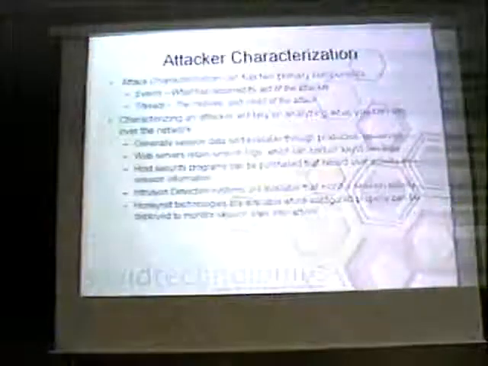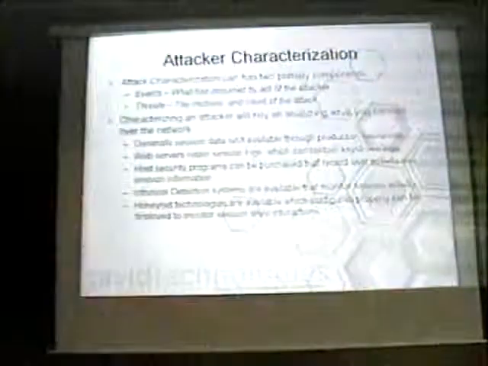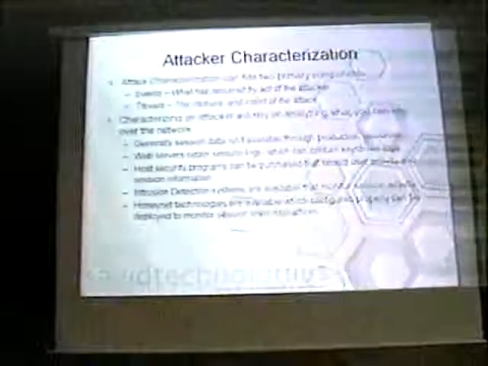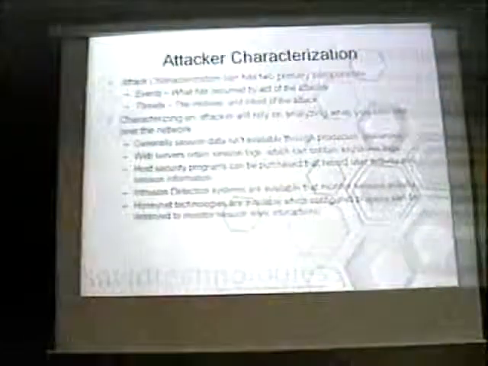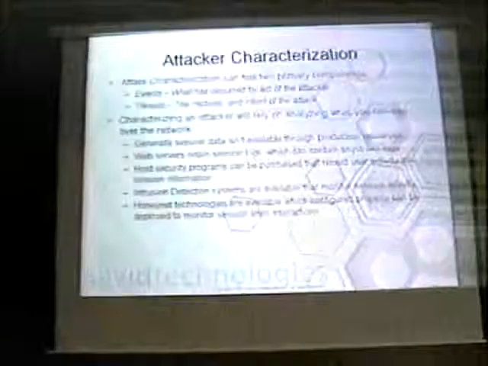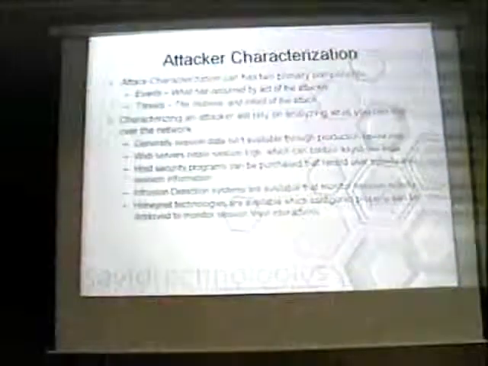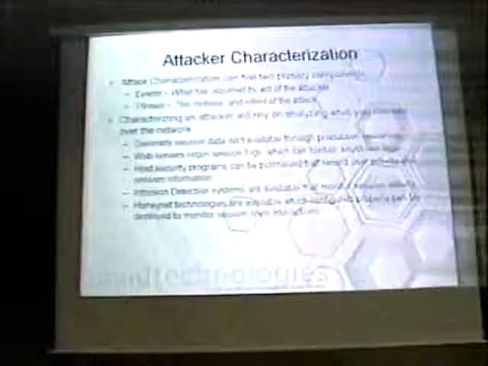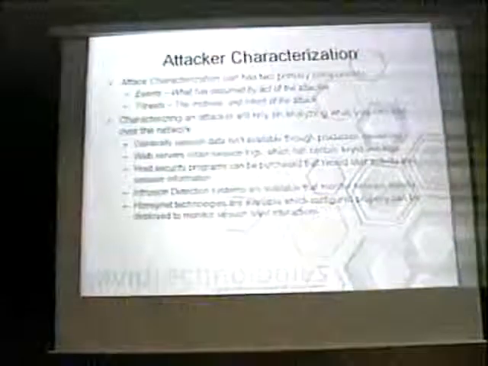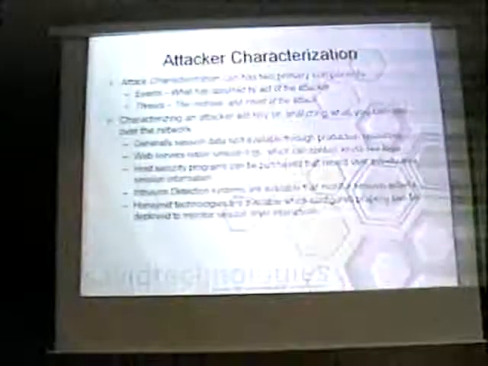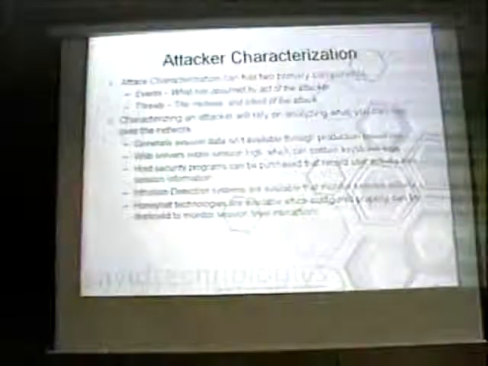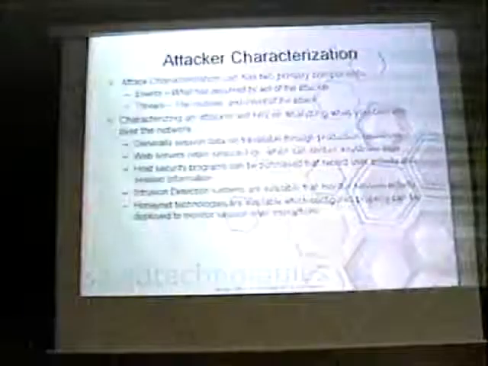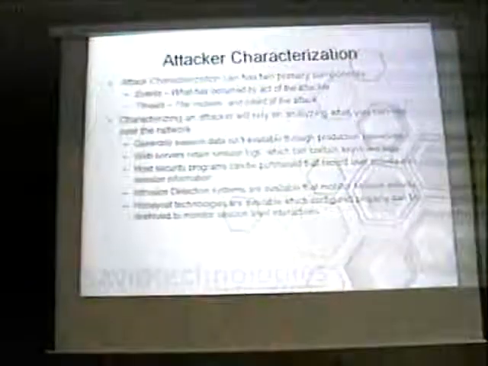Primary components of attacker characterization are events and threats, right? So what has occurred, and then the motives. Characterizing the attack, if session data isn't available, is going to make it a lot harder because you don't have that insight into the mind of the attacker. But you still can take all your other data sources and leverage that to try to get an intent and a motive behind it. Okay.